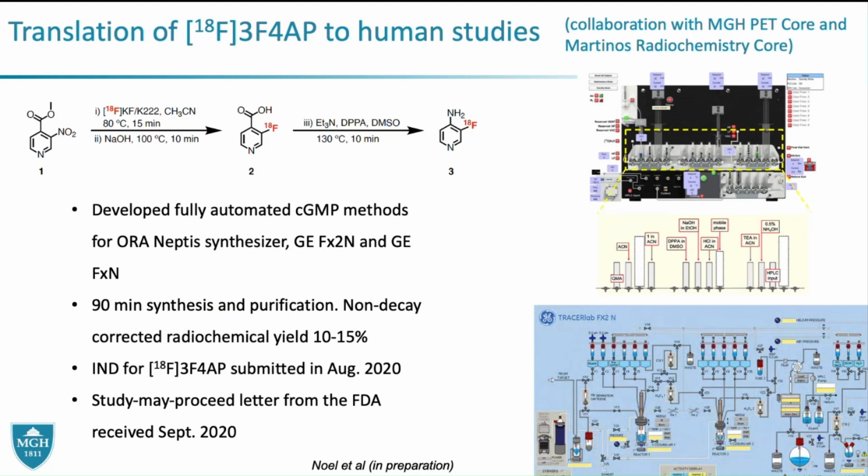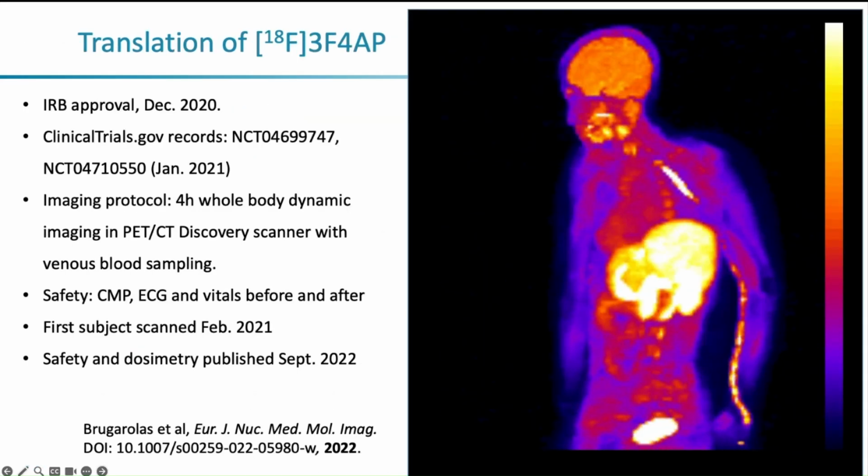All right, so the preclinical animal studies were pretty exciting, but we wanted to move these to humans. So we set up a fully automated method. The chemistry is the same as what I showed before, but the initial automation was done on an NAPTIS module. It turned out not to be very reliable. So most recently, we have switched to an FX2N module, and we got an IND a few years ago, and we started doing human studies.